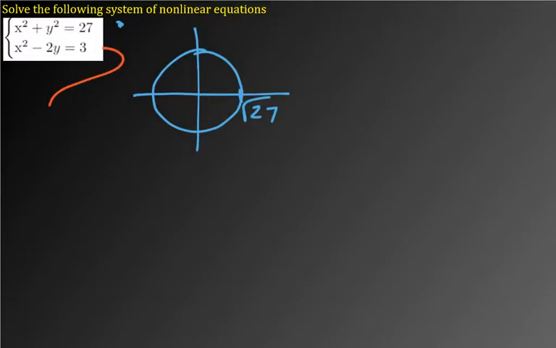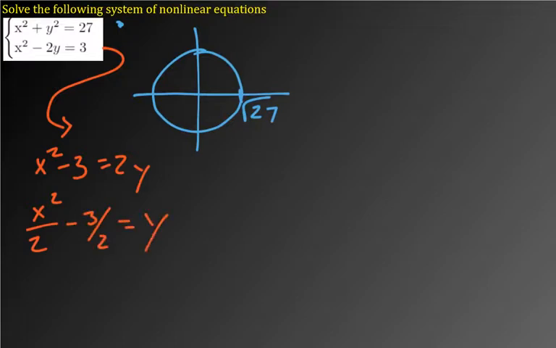And I would personally rewrite the quadratic, solve for y. So I would do x squared minus 3 equals 2y. So I'd switch the 2y and the 3 on those sides. And then if you divide by 2, x squared over 2 minus 3 halves is y, right?